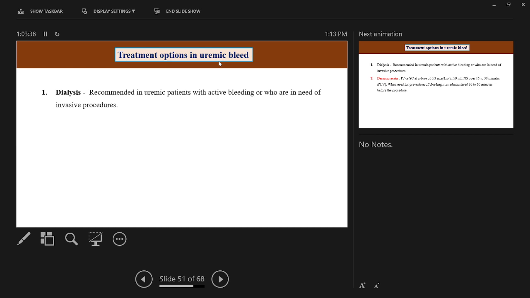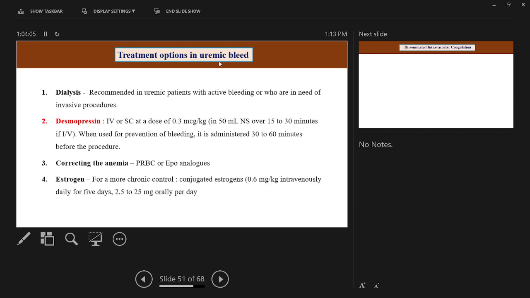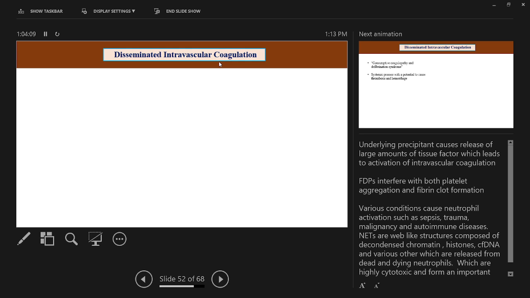Treatment options are dialysis, which is recommended in uremic patients with active bleeding or who are in need of invasive procedures. The second therapy that you can initiate is desmopressin, IV or subcutaneous, at a dose of 0.3 microgram per kg in 50 ml NS over 15-30 minutes if it is given IV. And when it is used for the prevention of bleeding, it is administered 30 to 60 minutes before the procedure. Correction of anemia with the help of PRBC transfusion or erythropoietin analogs. And estrogen, for more chronic control, conjugated estrogens can be used.